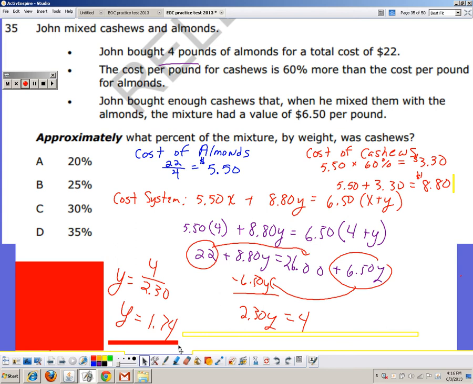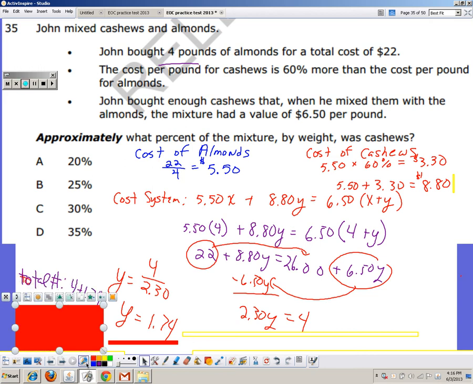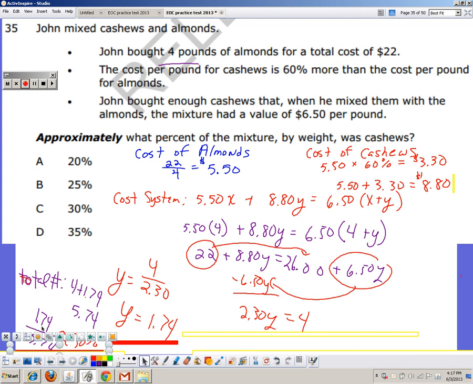Now to find what percent y is to the whole purchase, we have to find the total amount of weight. So if you recall, almonds were 4 pounds. We purchased 1.74 pounds of cashews. We add that together, that gives us 5.74 pounds. To find out the percent, we got to do 1.74 divided by 5.74, which is approximately 30%, which gives us C.